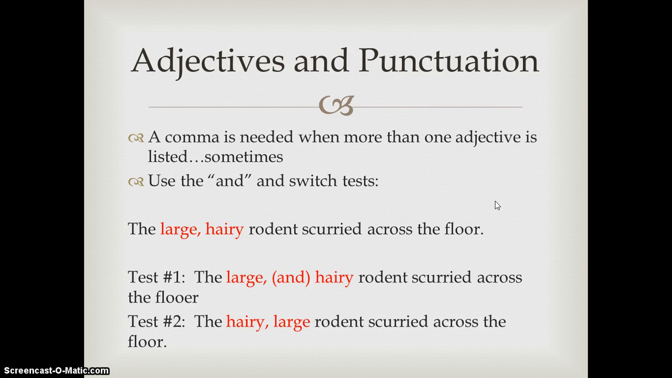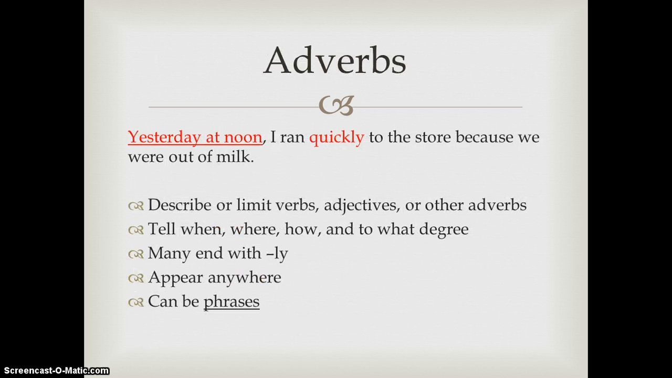I think one example in the book mentions something about delicious Thai food. Thai is technically an adjective. It's describing what type of food. But if you switch Thai and delicious, it wouldn't make any sense. I want some Thai delicious food. So you don't need a comma. Thai food is a specific thing. Okay? So that's when you wouldn't need a comma.